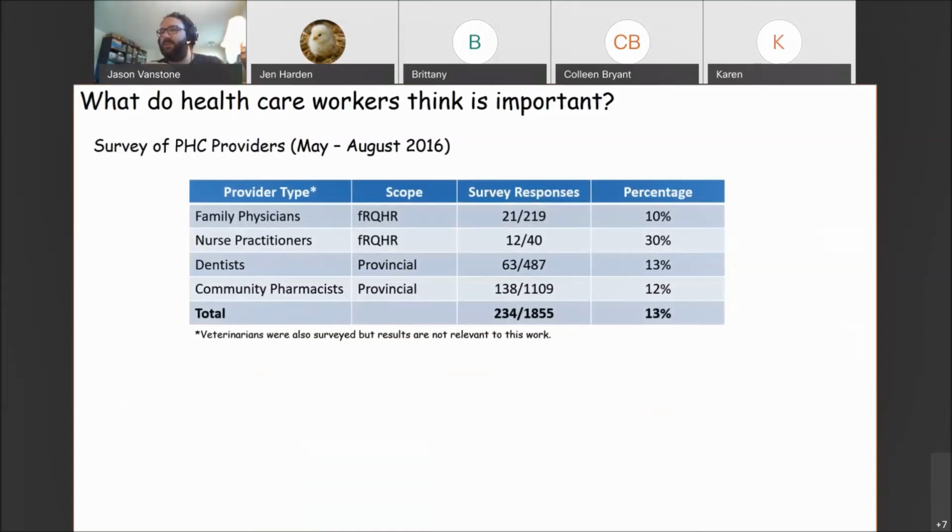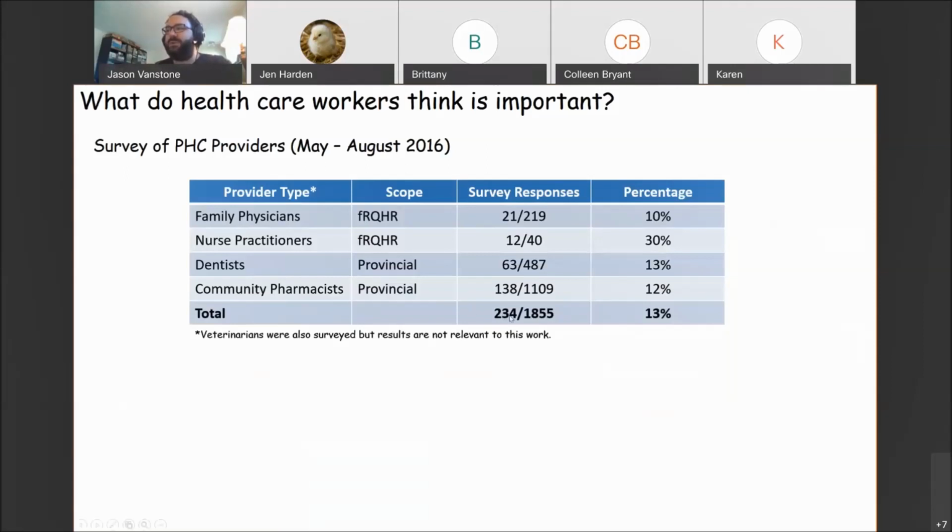So I guess there were a couple of differences here too. The family physicians were just from the former RQHR. So there were 219 surveys that were sent out, or invites that were sent out. The nurse practitioners were the same thing. So there were 40 in our local region. The dentists and community pharmacists we sent out through their respective societies. So that went provincial. So there were a larger number of people who could respond there. And in the end, you can see the total there.